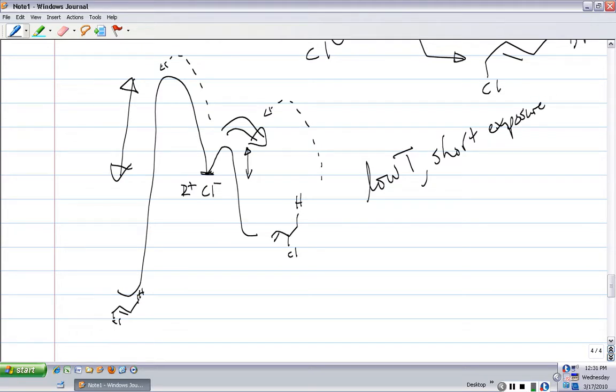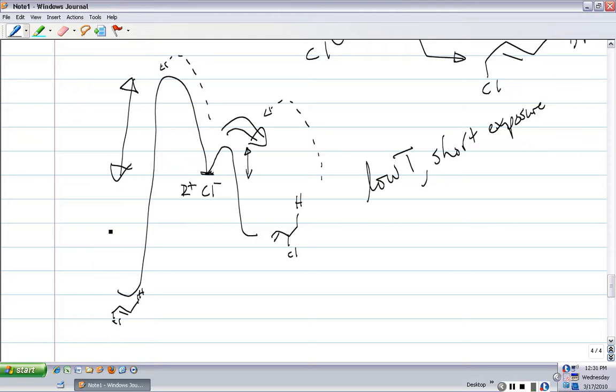Now, why a short exposure? I want a short exposure because I don't want my molecules to acquire enough energy, as I said, from collisional activation, where they bump into their neighbors, to jump either this barrier, which undoes my product, or this barrier, which converts my ion pair into the 1,4.